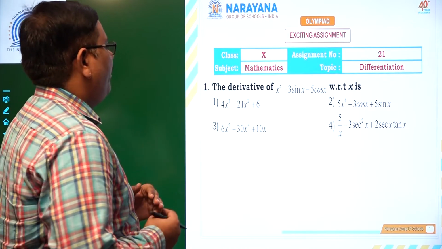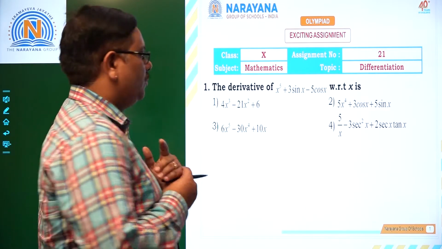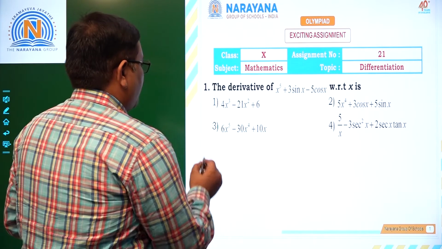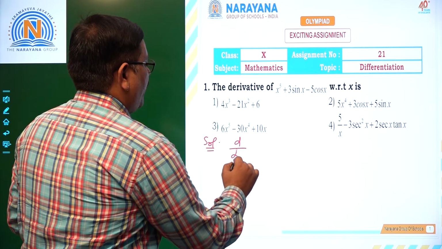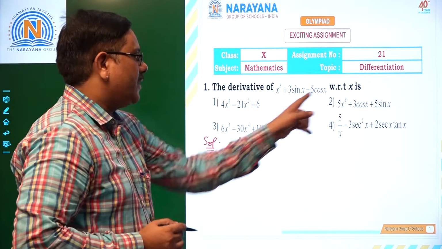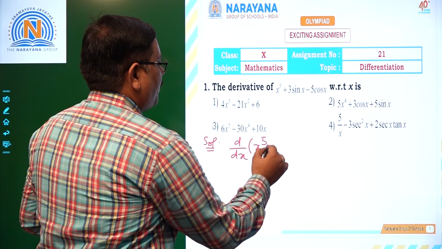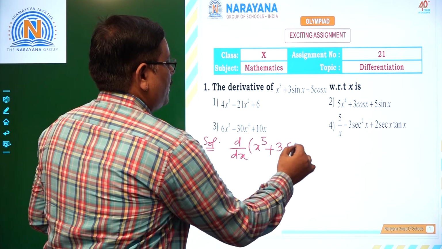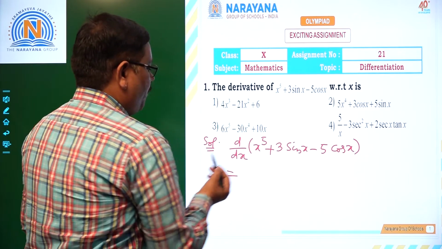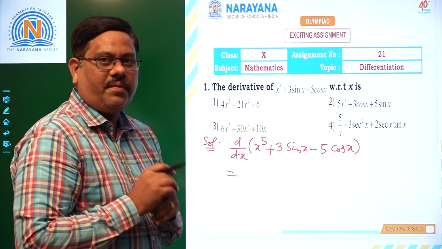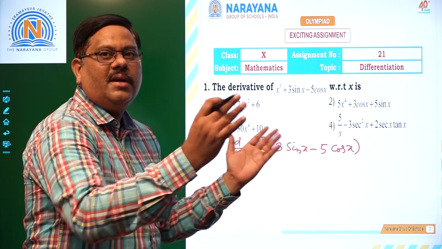The derivative of x power 5 plus 3 sin x minus 5 cos x with respect to x is equal to. Anyway, he is asking us to find d by dx with respect to x. So d by dx of x power 5 plus 3 sin x minus 5 cos x. According to the fundamental rules of differentiation, whenever you have plus in between the terms, we can individually differentiate.